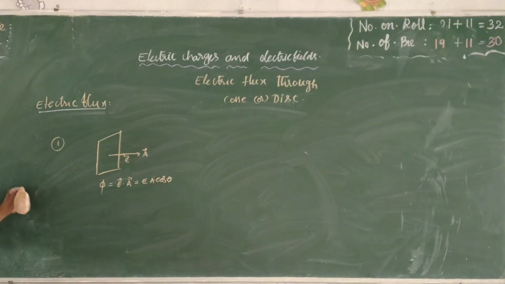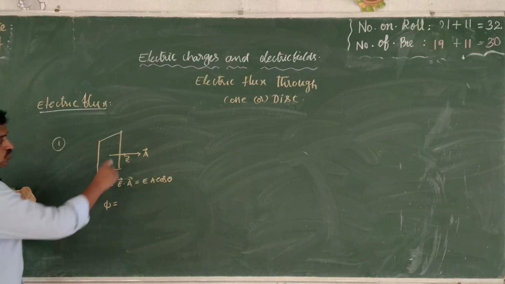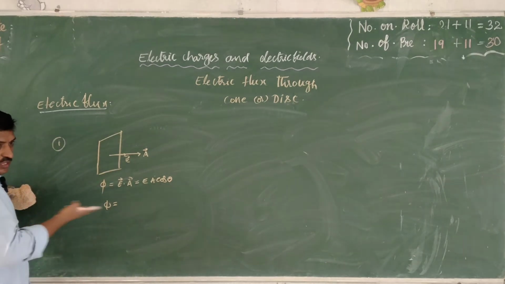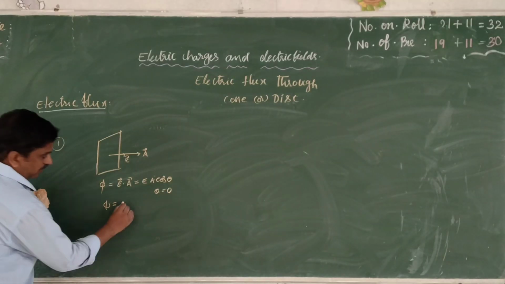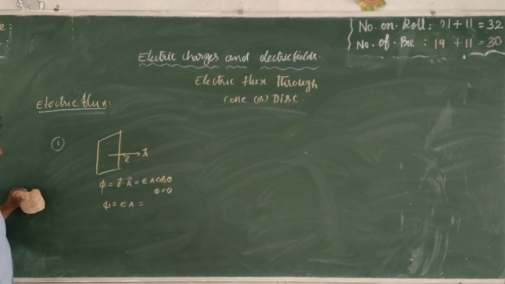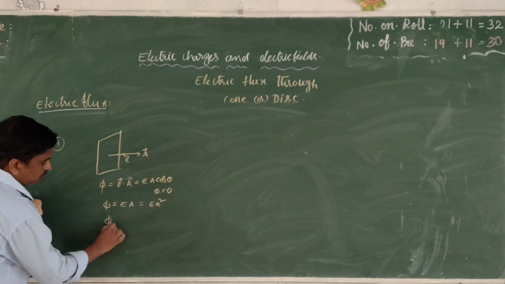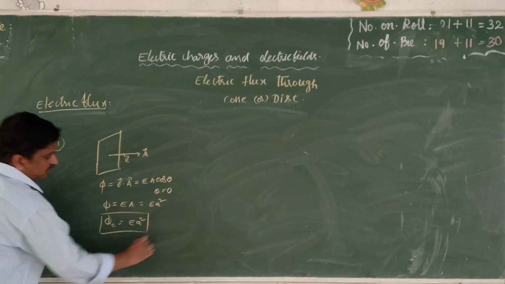EA cos theta. See here, flux equals, we can write, the electric field and area are both in the same line. So what is the angle theta between them? It is 0. So we can write EA, and here the area is a square, so EA square is the flux through this square.